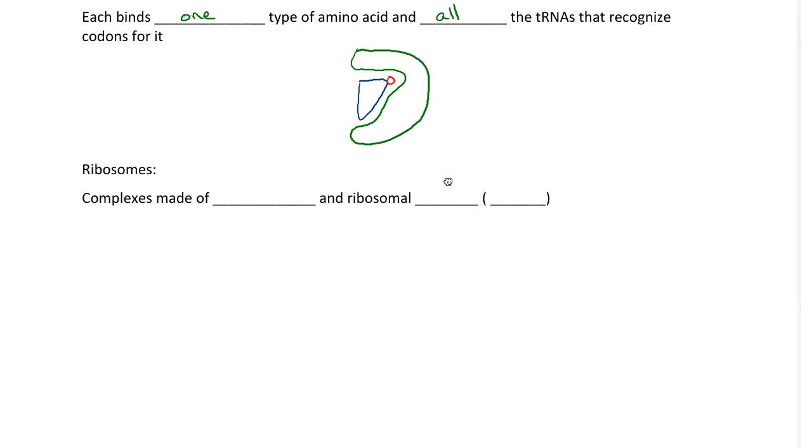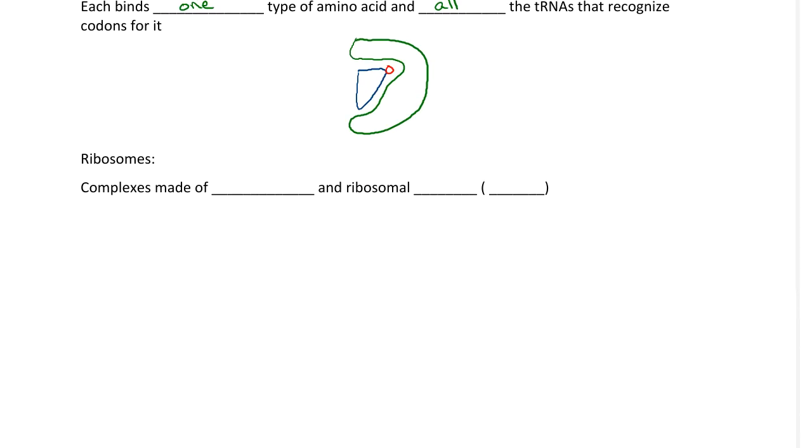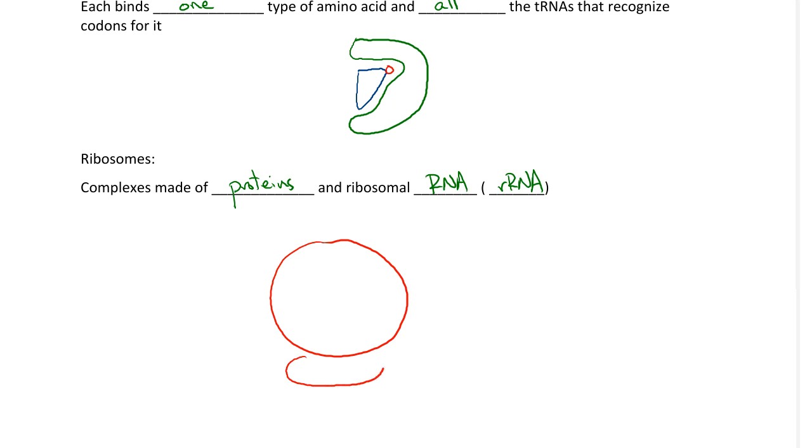Now, ribosomes are the complexes, the machinery, that do the translation. They are complexes made up of proteins and ribosomal RNA, which gets called little r RNA. And they're made up of 2 subunits. There's a large subunit and a small subunit. And the large subunit has 3 different sites on it. The A site, the P site, and the E site.